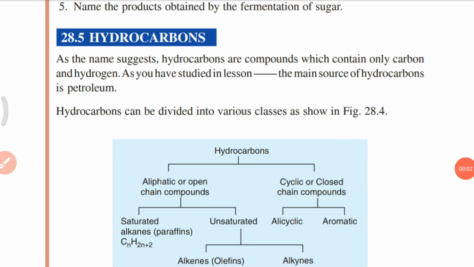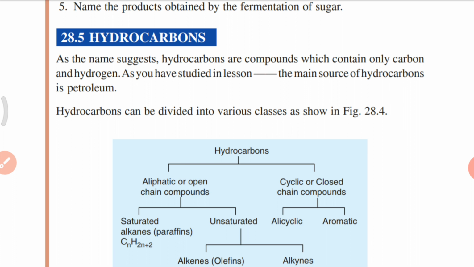In our previous class, we discussed inorganic compounds of carbon. Now we are going to discuss organic compounds. The important organic compound of carbon is hydrocarbon. Hydrocarbons are compounds which contain only carbon and hydrogen.